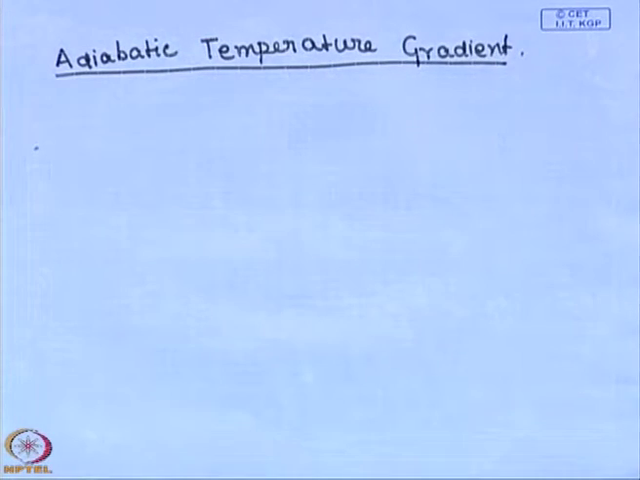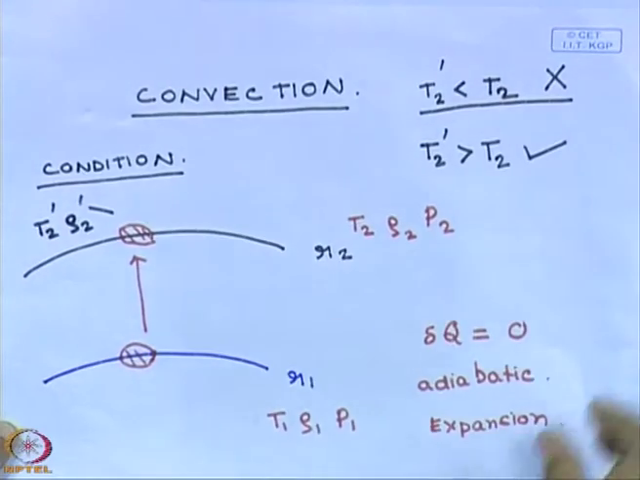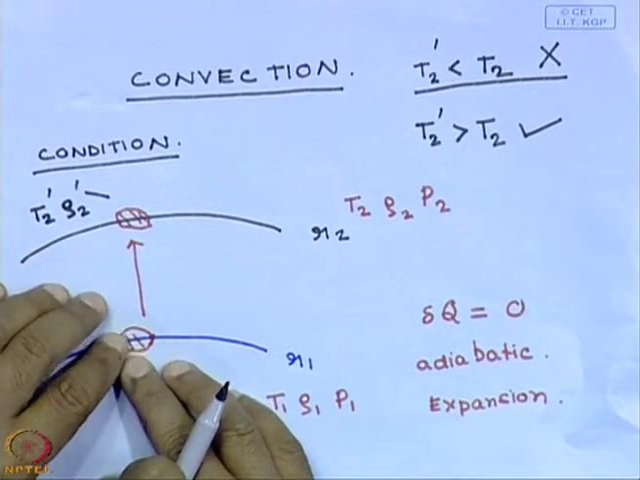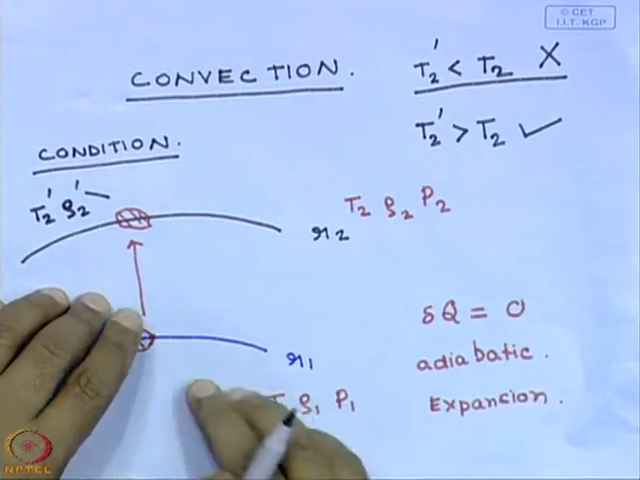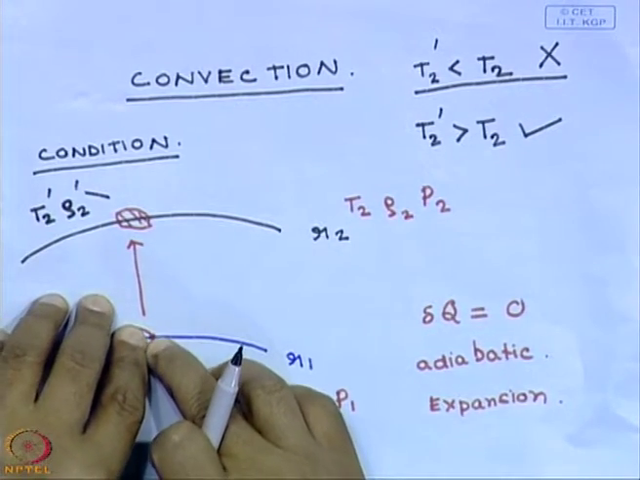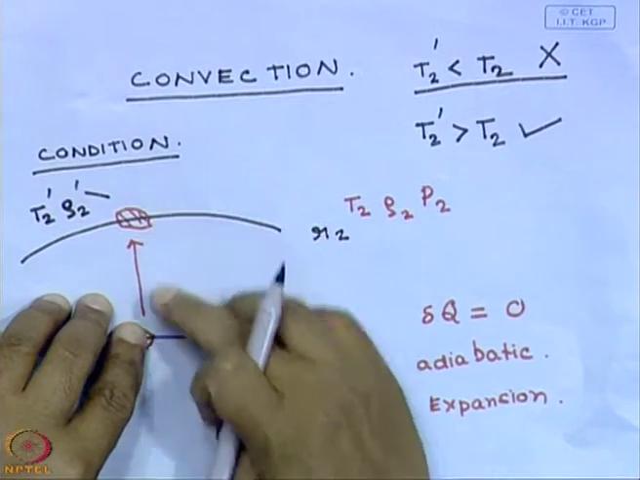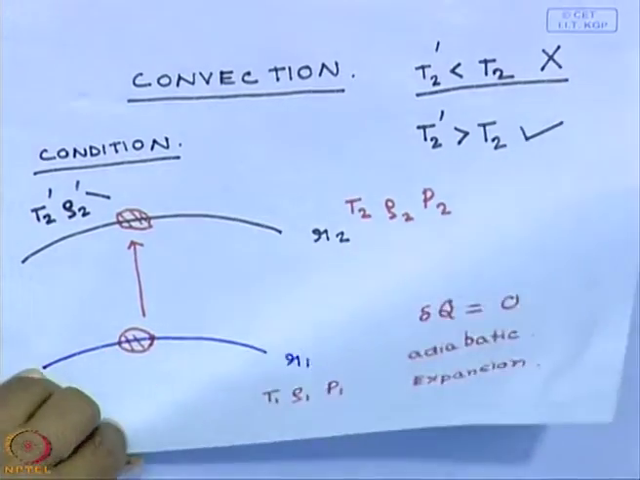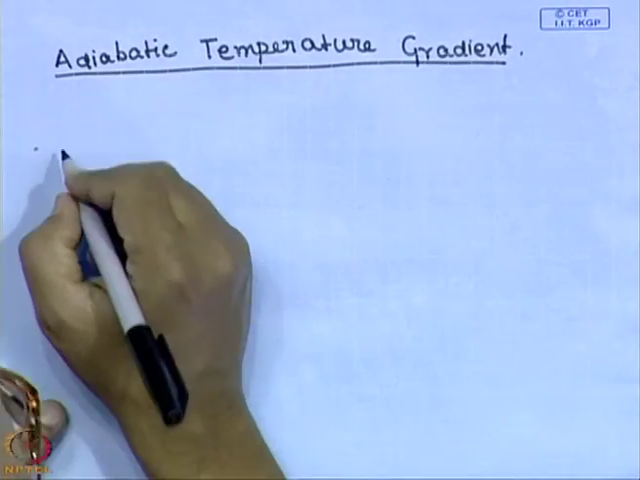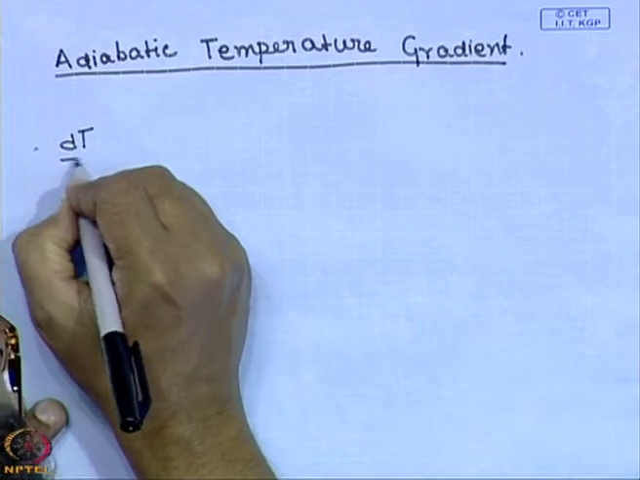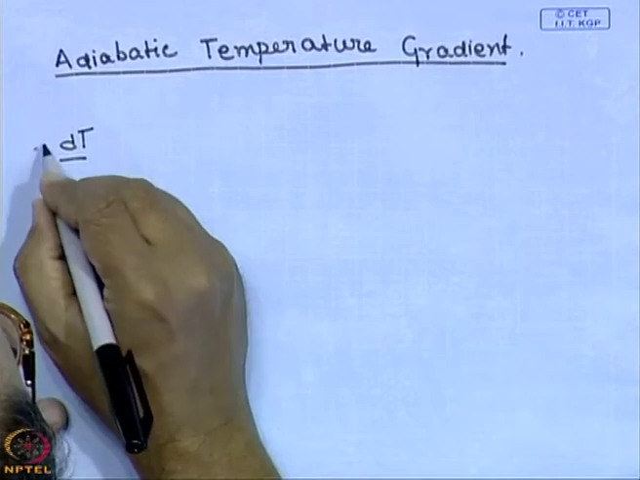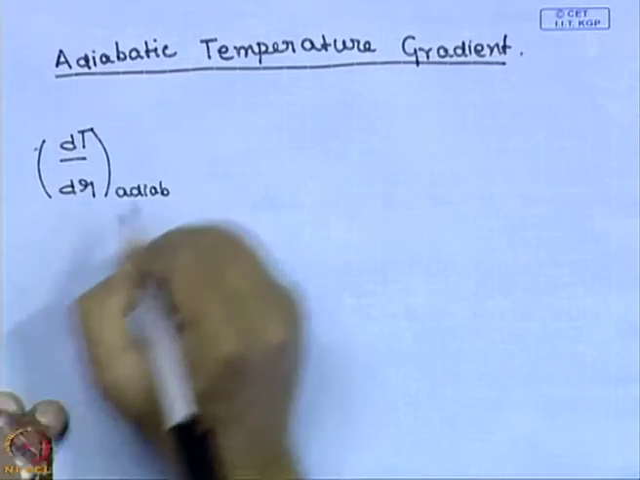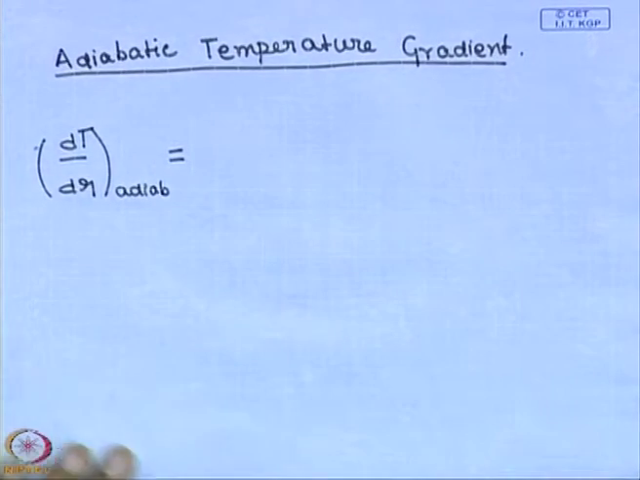So, let us again consider this. This is the bubble that we are dealing with, and we would like to calculate what happens to the temperature of this bubble if we move this up some distance delta r. That is the question that we are looking at.